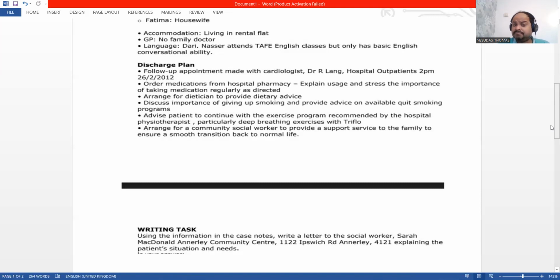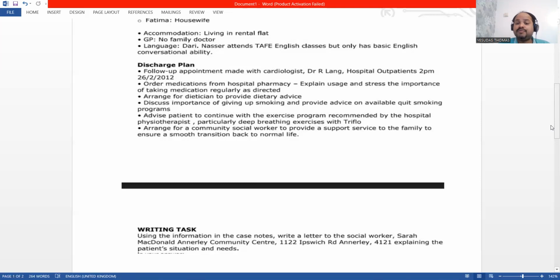Now we have some other thing which we need to say to the social worker. That's the second thing, about the quit smoking programs and encouraging him to give up smoking. So the discharge plan pertaining to the social worker is to encourage the patient to stop smoking and involve him in available quit smoking programs.